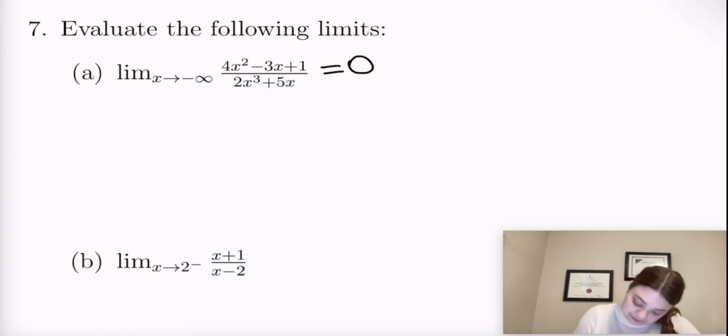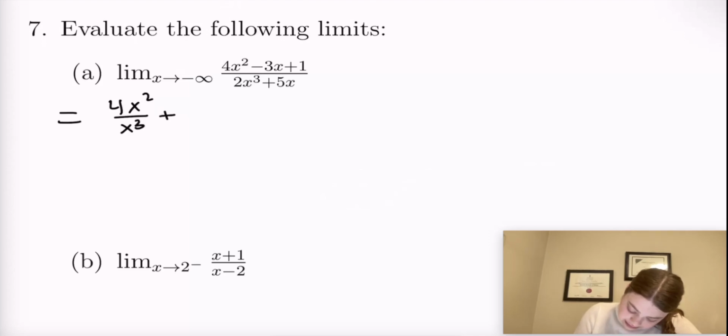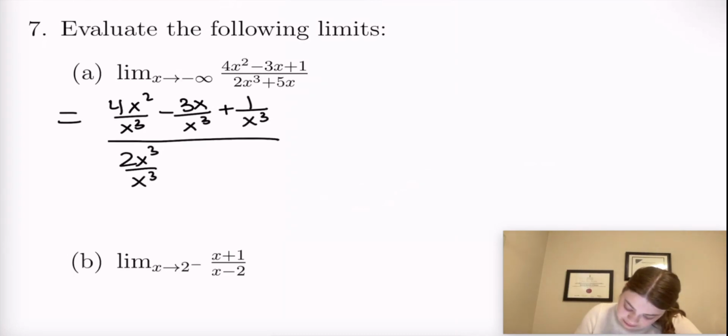So I'm going to do that. I'm going to say 4x squared over x cubed minus 3x over x cubed plus 1 over x cubed, over 2x cubed over x cubed plus 5x over x cubed. Oh, and I shouldn't forget to put my limit. I'm going to write limit as x approaches negative infinity.